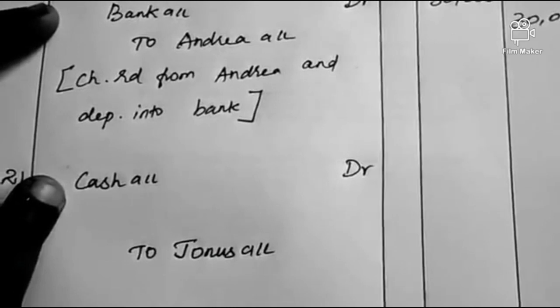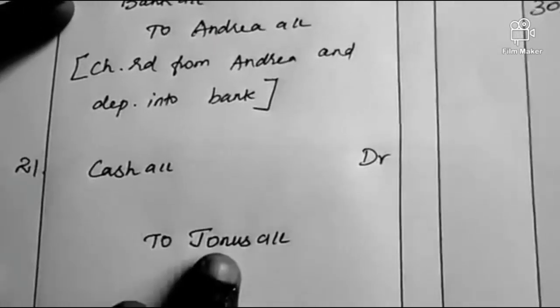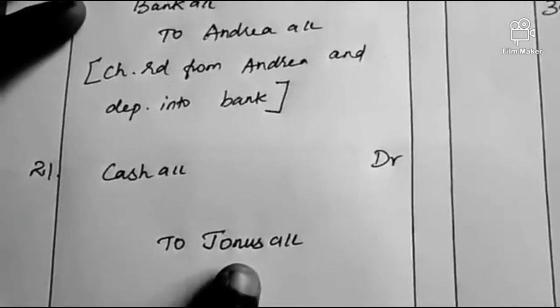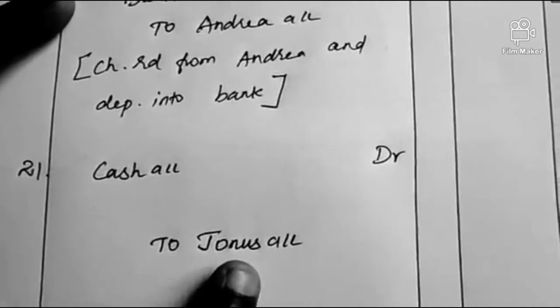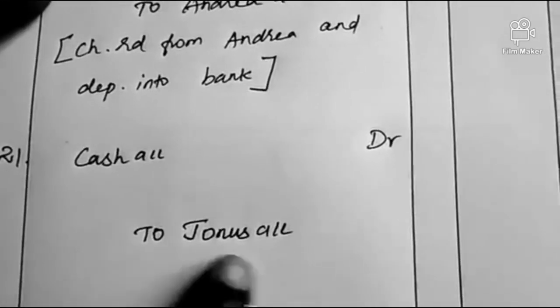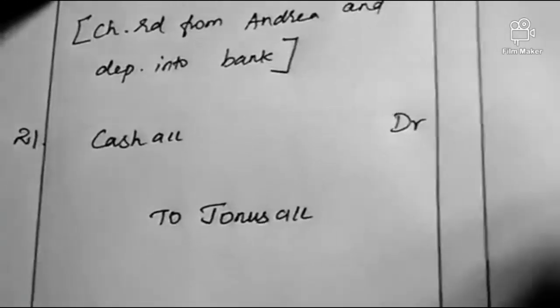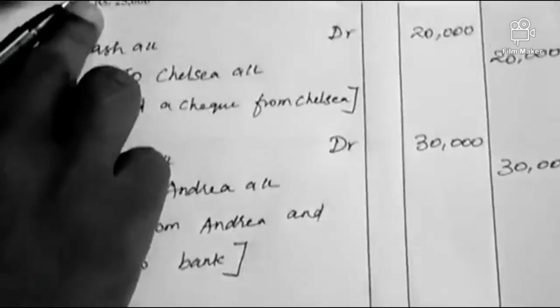See, cash is a real account. Real account rule is debit what comes in. Cash comes in, debit. Jonas is a personal account. Personal account rule is debit the receiver, credit the giver. So he is the giver. From Jonas you have received. So Jonas is the giver, so credit Jonas account. How much amount are you supposed to receive from Jonas? 25,000.